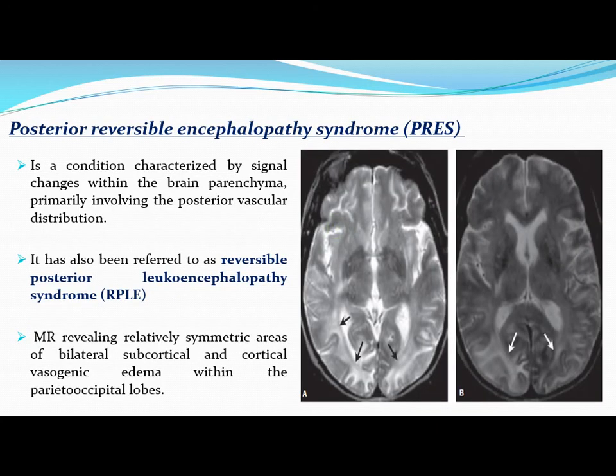Posterior reversible encephalopathy syndrome is a condition characterized by signal changes within the brain parenchyma, primarily involving the posterior vascular distribution. It has also been referred to as reversible posterior leukoencephalopathy syndrome. MR reveals relatively symmetric areas of bilateral subcortical and cortical vasogenic edema within the parieto-occipital lobes.